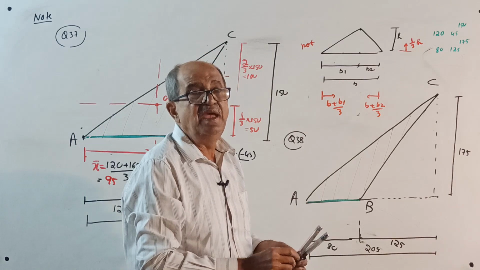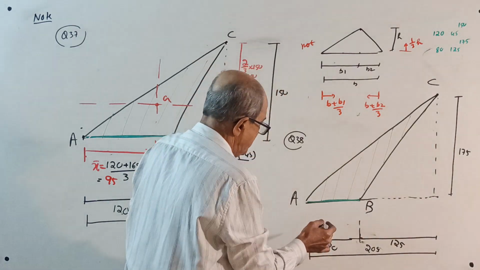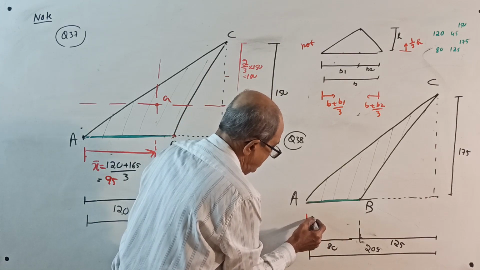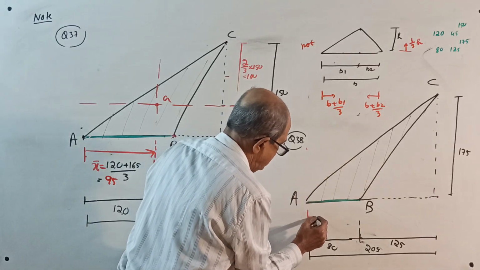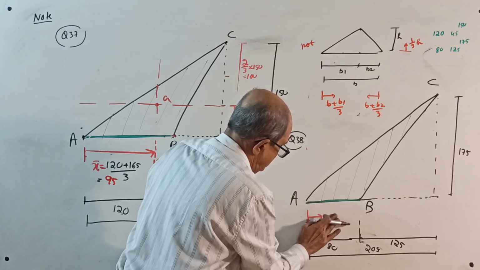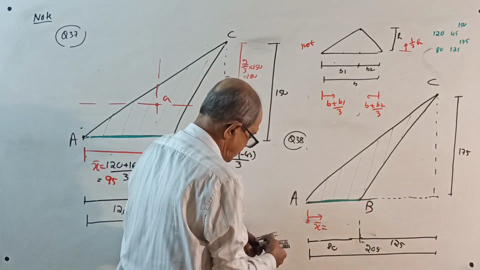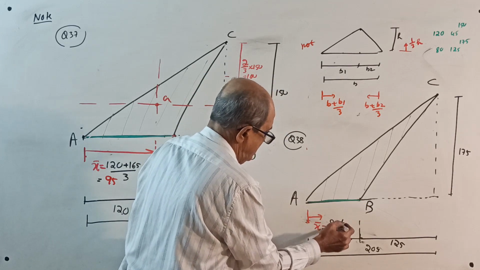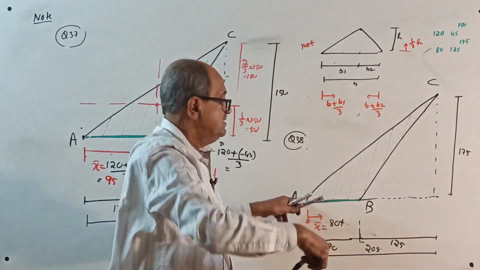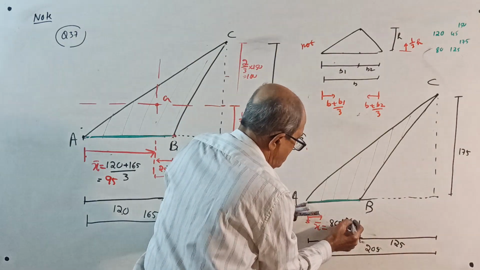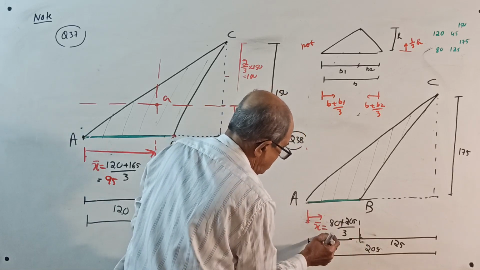See here. Again, I will tell you, only for those who can understand. Suppose centroid you want from here. See, I want x bar this way. I'll do one thing now. I'll calculate here now. I want x bar from here. This way, x bar equal to full base 80 plus from here to that point where the perpendicular will meet, that is 205. 205 divided by 3.